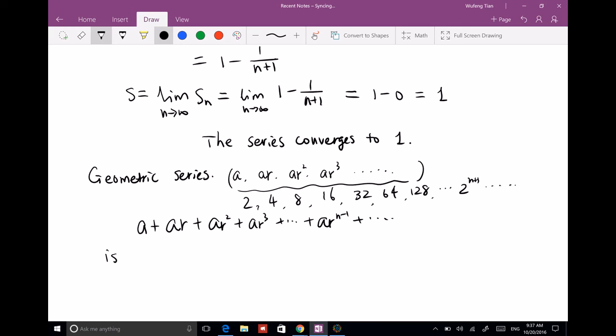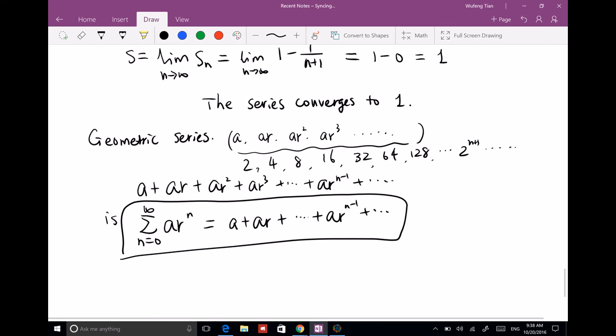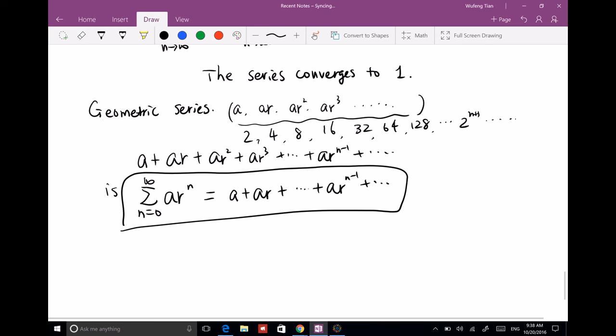Okay, so the geometric series is A plus AR plus AR squared, adding everything together, equals the sum from n equals 0 to infinity of A R to the power n. The first one is AR to the 0, so it's A plus AR plus ... plus AR to the n minus 1 plus so on. This is a geometric series. So what happens with this geometric series? We have a theorem for the geometric series.